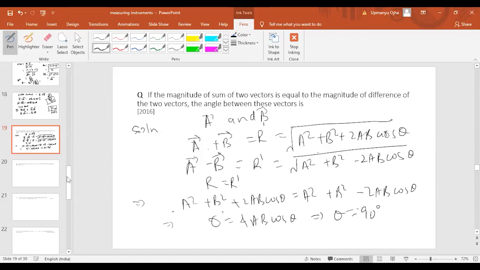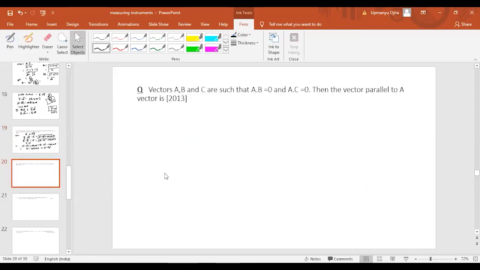Next, I think we are running out of time, so let us discuss this problem and then we end the session here. Vectors A, B and C are such that A dot B is equal to 0 and A dot C is equal to 0. A dot B equal to 0 means, as in the previous problem, A is perpendicular to B.